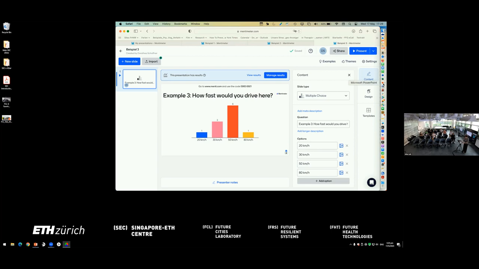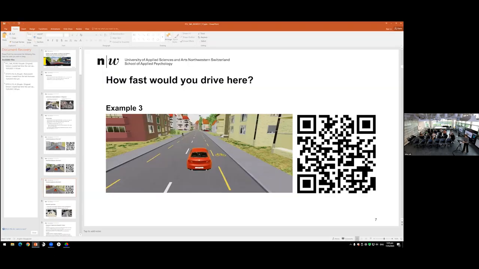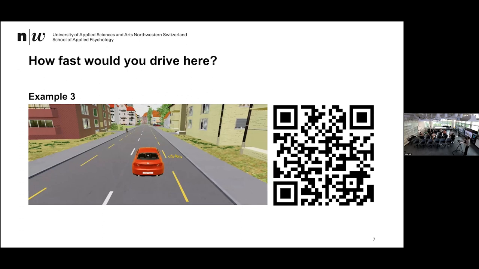So let's go back to the presentation. Sorry, I get confused. So, what the results have already shown: street design has an influence on how fast you would drive. Of course, the survey here is limited, you're not actually in a car, but still, I think the evidence is clear. We have an impact of road design on the speed choice.